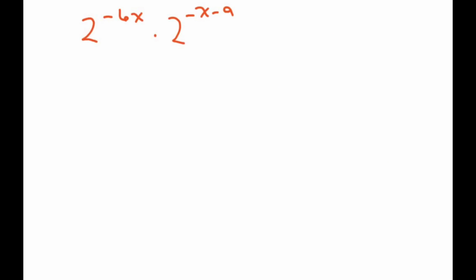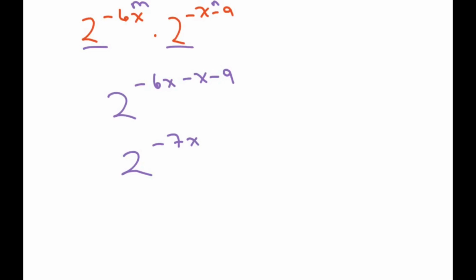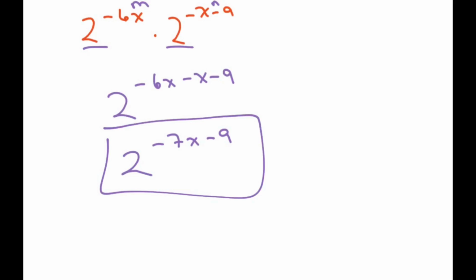Okay, in this one, we're going to use the product property. This is your m and n. We're just going to add these exponents together, write it as a single base. So negative 6x minus x minus 9, because you're just combining those. That gives you 2 to the negative 7x minus 9. And that's it for that.